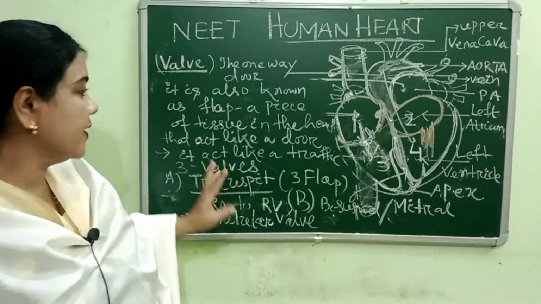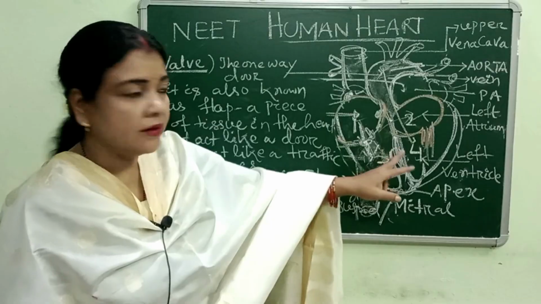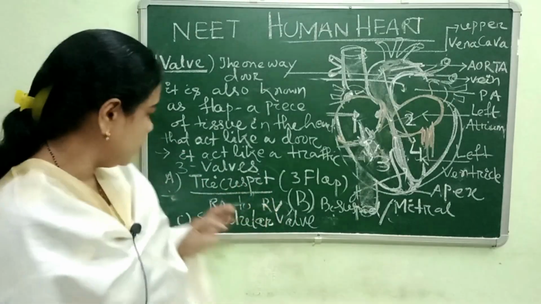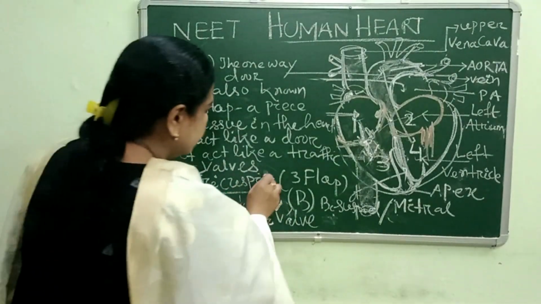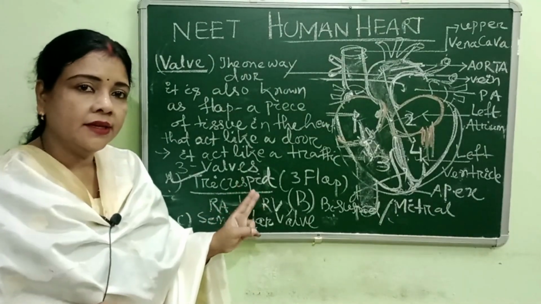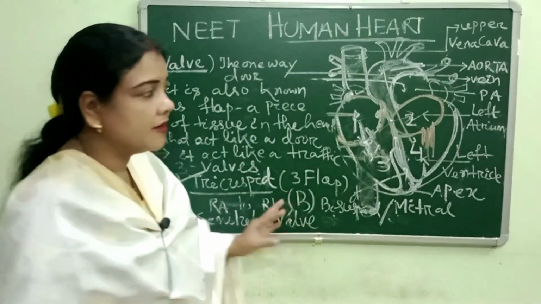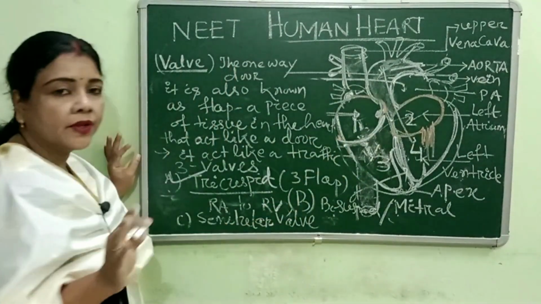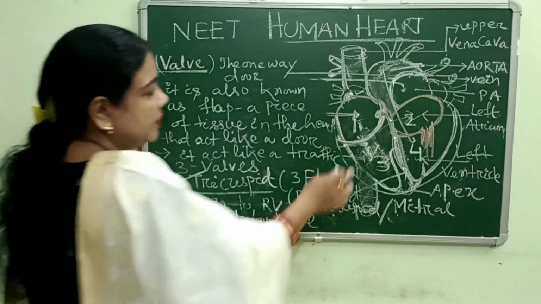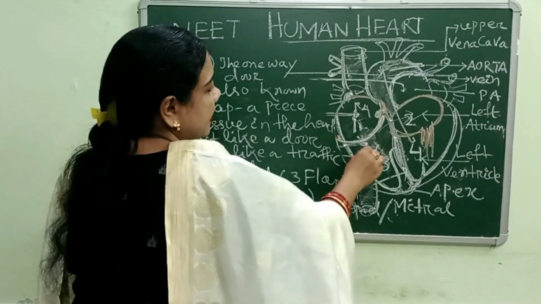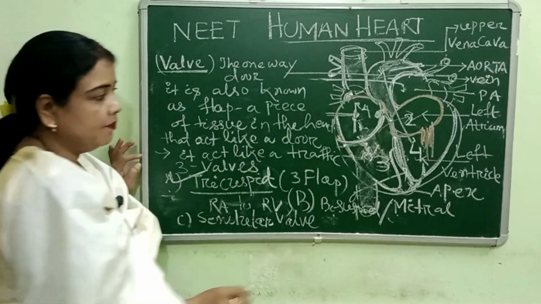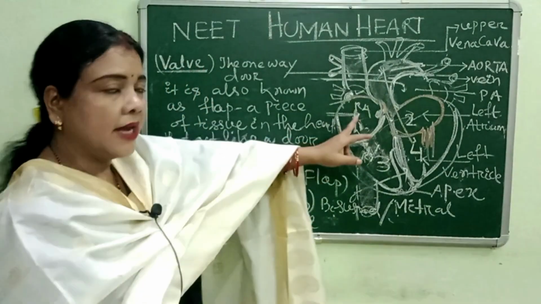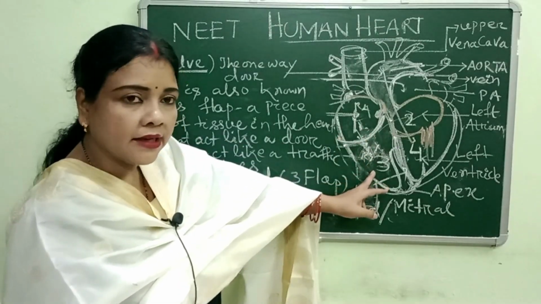Okay, so according to our four chambers, there are three valves. The first one is the tricuspid valve. Tri means three, cuspid, so three flaps are there. These three flaps or valves are present between the right atrium and the right ventricle. So it will check the blood flow from the right atrium to the right ventricle.